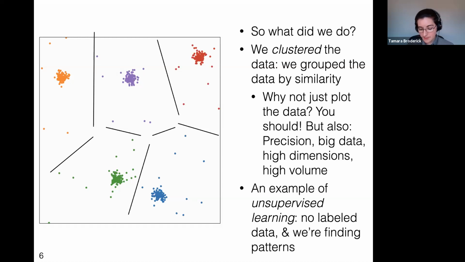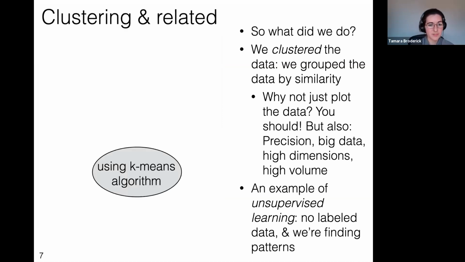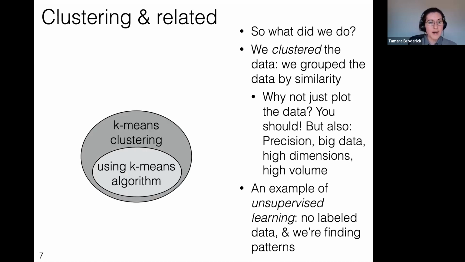Before I go on, I'm just going to make a little Venn diagram to emphasize these relationships. In particular, something that we just covered was using the k-means algorithm. I might have a problem where I use the k-means algorithm. But that is not the only way to do k-means clustering. Anytime I have the k-means clustering objective and I'm trying to optimize it, and I could optimize it in other ways, it doesn't have to be with the k-means algorithm, I would still be doing k-means clustering.